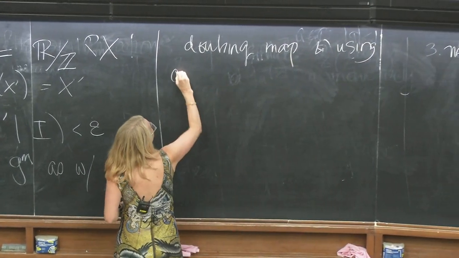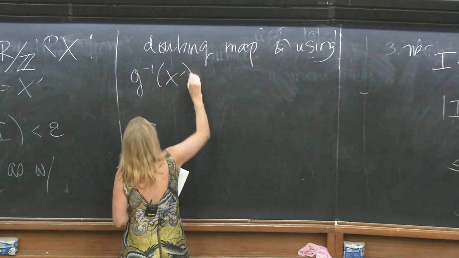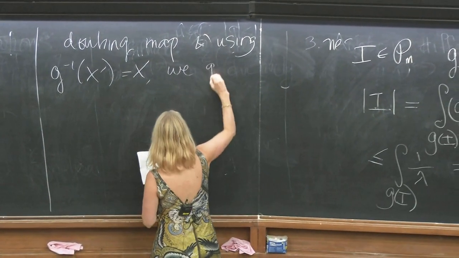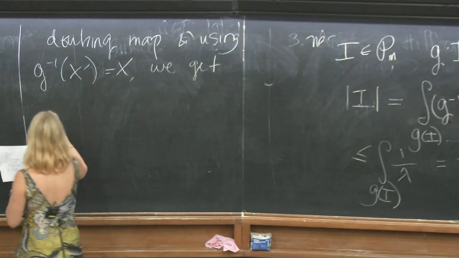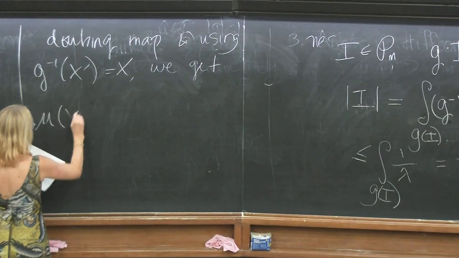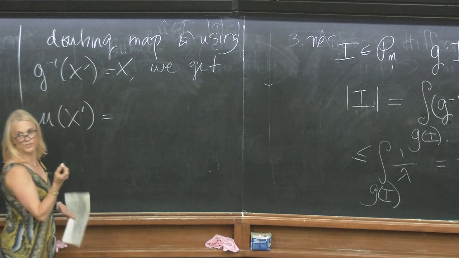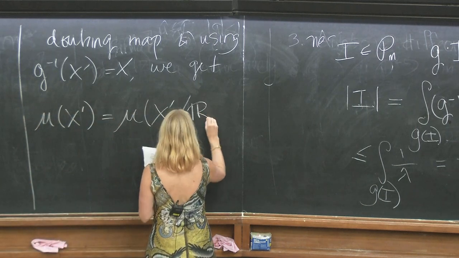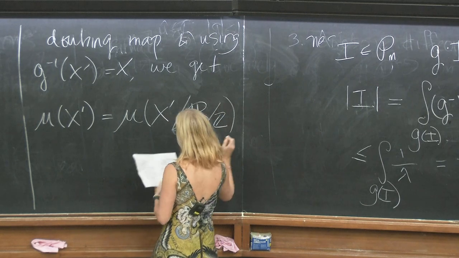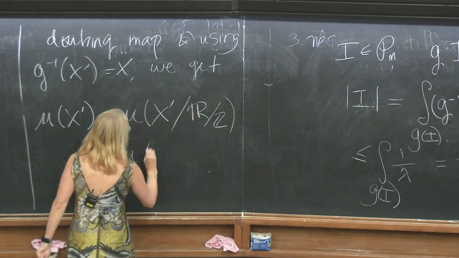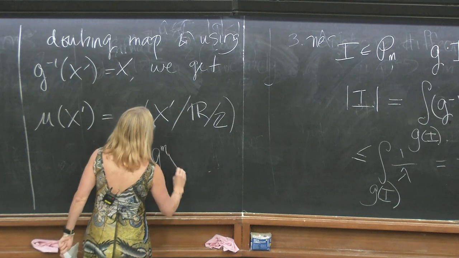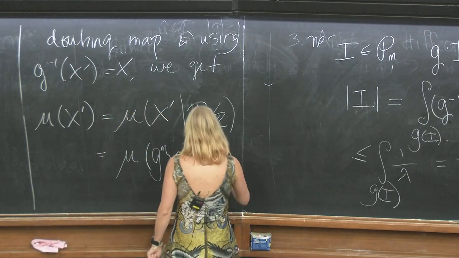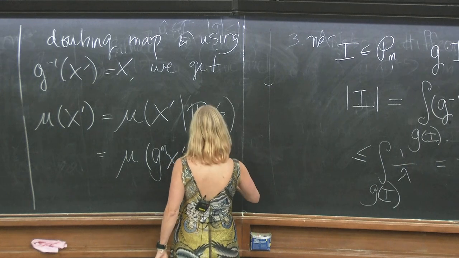Using that g inverse of x prime, the invariance of the complement, we get that the measure of x prime, which is of course the same as the density of x prime in the entire circle, is the density of g to the m of x prime inside of g to the m of I.